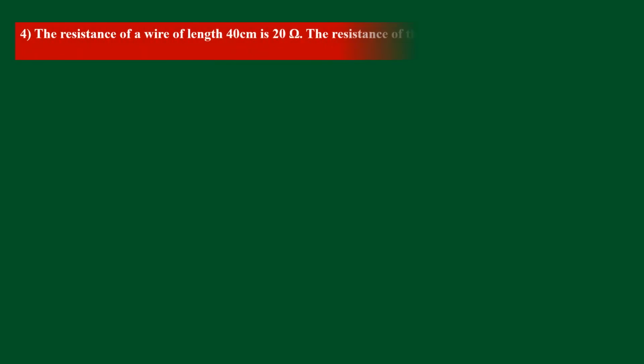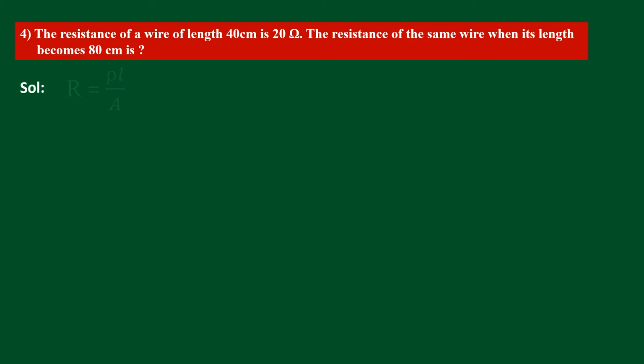Now, another model problem. The resistance of a wire of length 40 centimeters is 20 ohms. The resistance of the same wire when its length becomes 80 centimeters is. Let us see how to solve this problem. We know that R is equal to rho L by A, where rho is a constant called specific resistance.